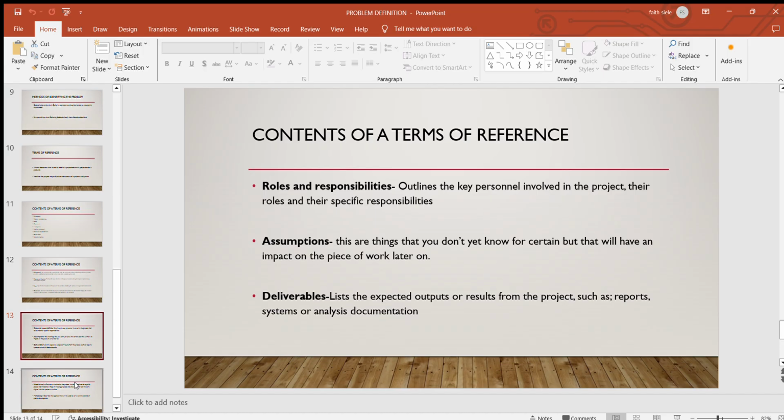Assumptions refer to things which you don't yet know for certain, but will have an impact on the piece of work later on. That is all about assumptions. Then we have deliverables.